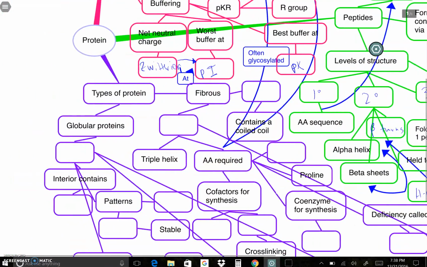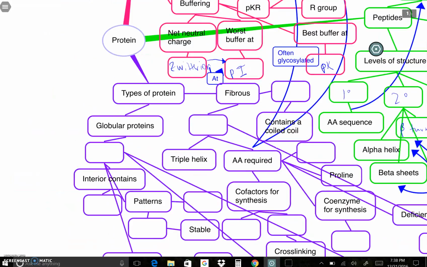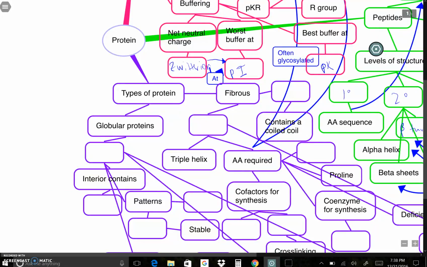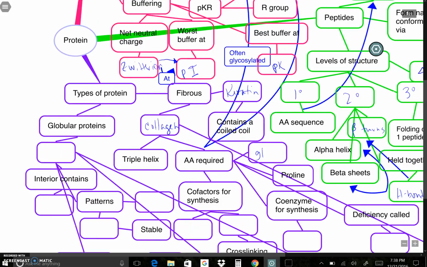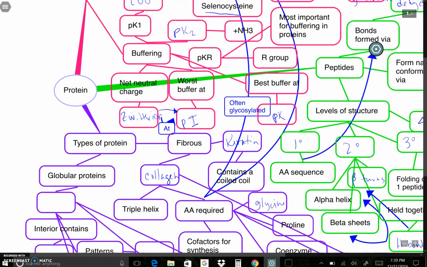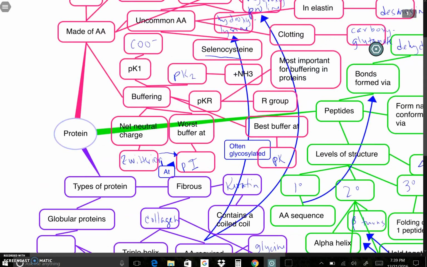So if we go back over to the left, we have several different types of protein. We have our fibrous proteins, the one that contains a coiled coil. This is going to be our keratin, our supercoil. Another fibrous protein is collagen. That's the most common one that we talked about. With our collagen, that's our triple helix. We have a couple different amino acids that are required: glycine and proline, which of course is an alpha helix breaker. And then I have lines going all the way up to our hydroxylysine and hydroxyproline.